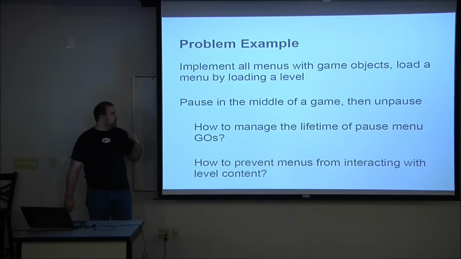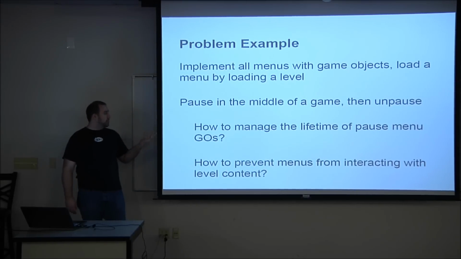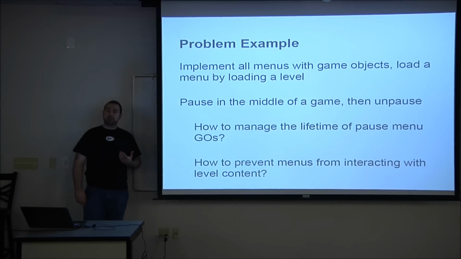Going into the menu example a bit better here: if you've got a pause menu, you're in the middle of a level, you've got 3 enemies loaded, you hit the pause button, and a menu pops up, and you've implemented this with game objects. You have a game object to represent the menu background and the menu buttons. When you close that menu, what are you going to do in order to get rid of the menu? And an even more complicated problem is how do you stop the game objects in the menu from interacting with the game objects that are in your level?